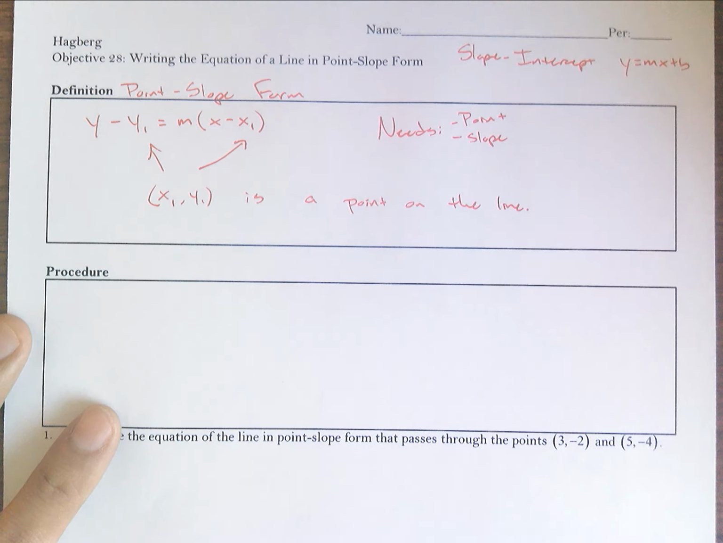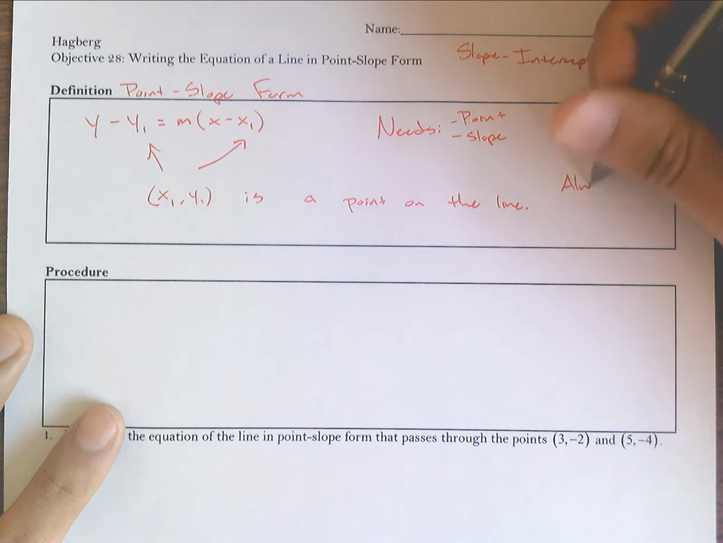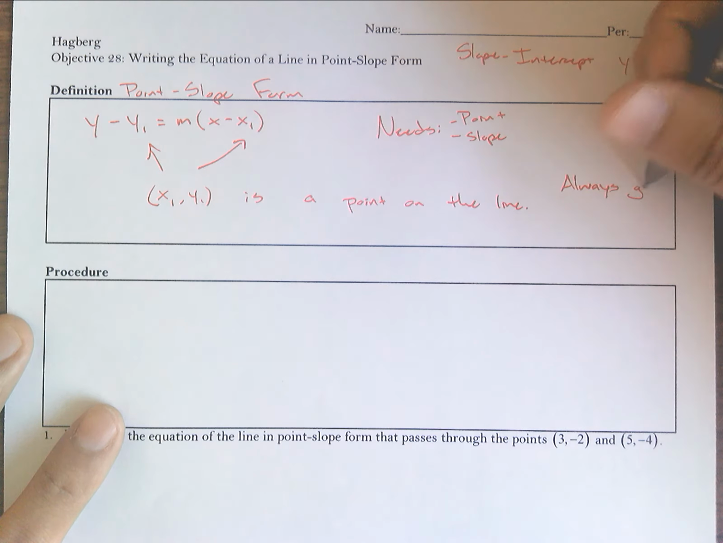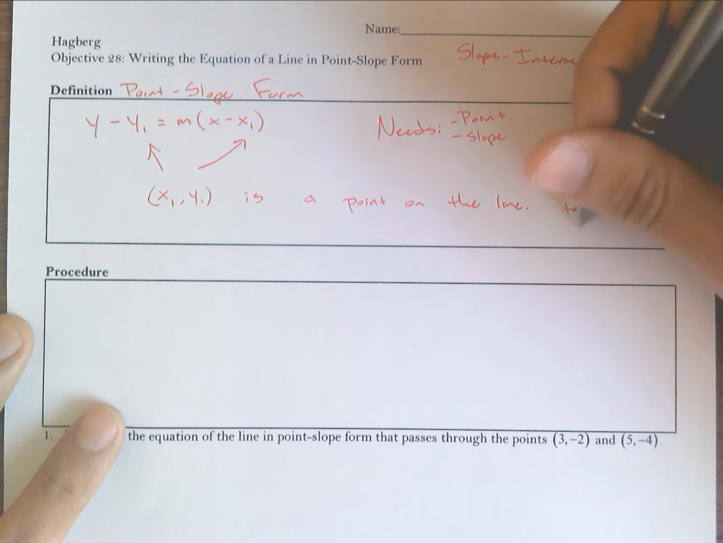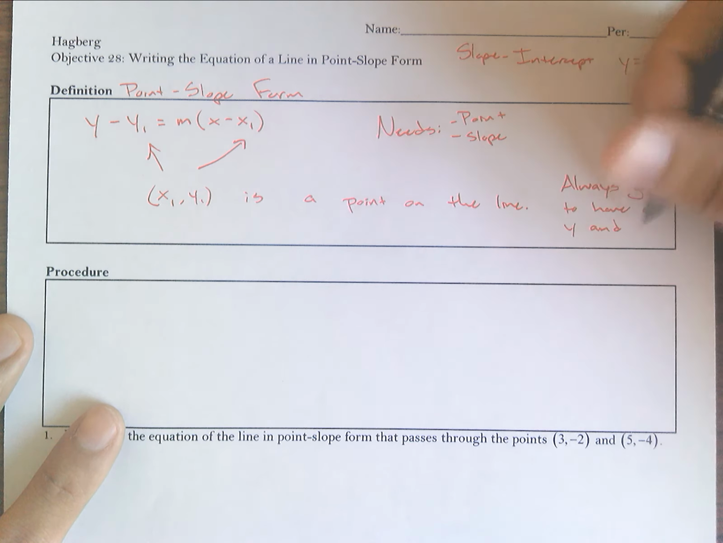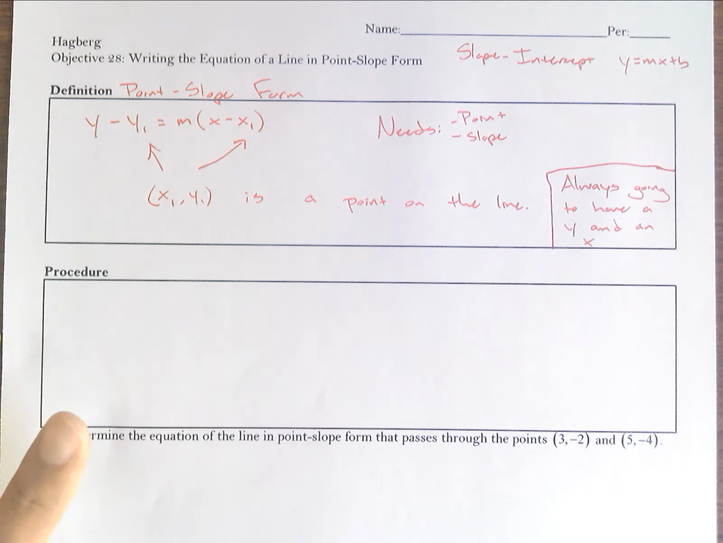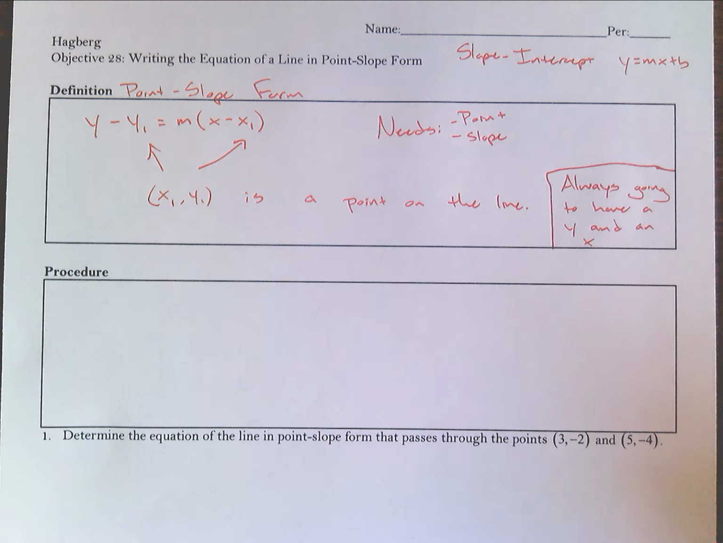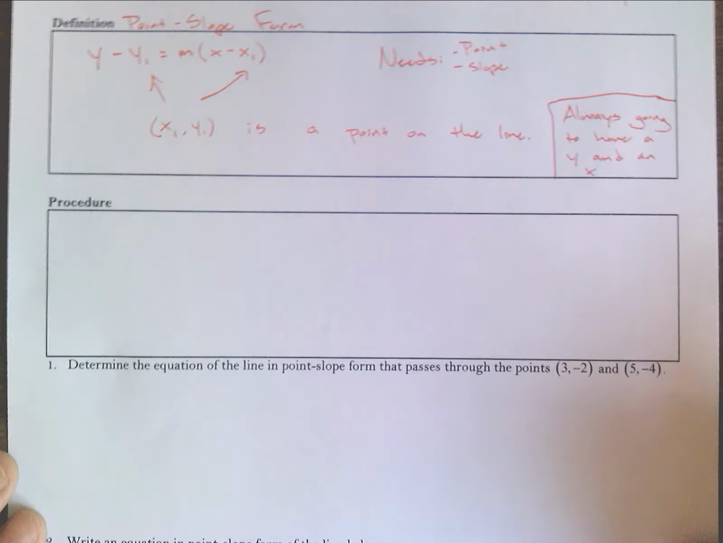As a reminder, every equation for a line is always going to have a y and an x. You can box that, write that off to the side, put a star next to it. That's true for all equations for lines. They're going to have y and x, except for vertical and horizontal lines, which just have one or the other.